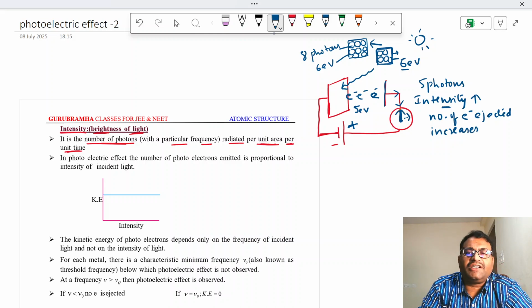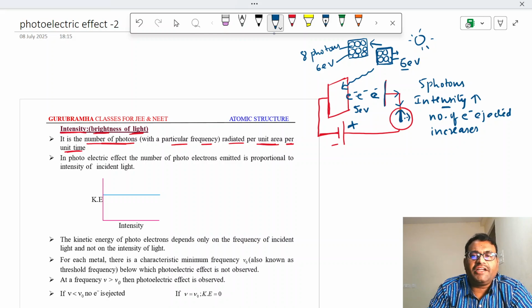Before increasing the intensity, what is the kinetic energy of the photoelectron? Before increasing intensity, the kinetic energy of the photoelectron is 1 electron volt, because each photon has 6 electron volts. 5 electron volts are used for the electron to come out, and the remaining 1 electron volt is converted into kinetic energy.